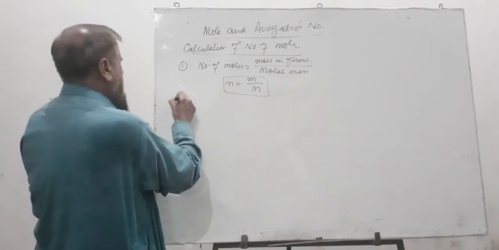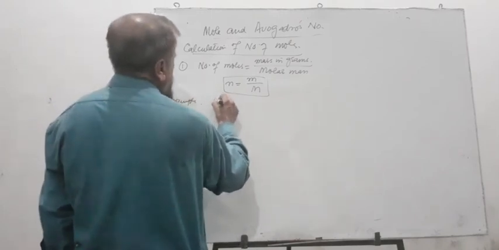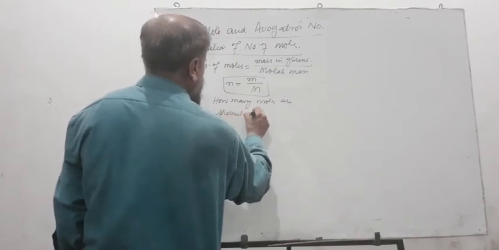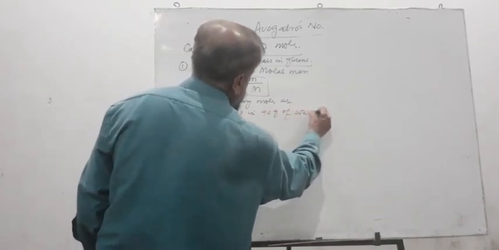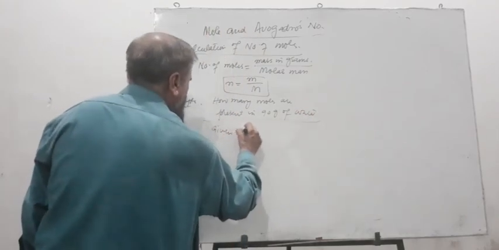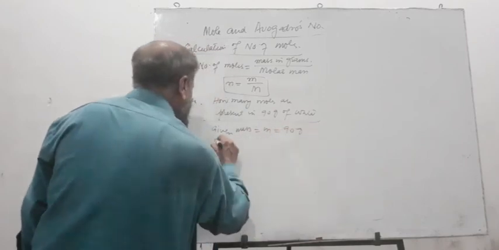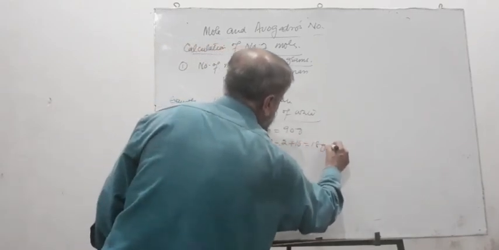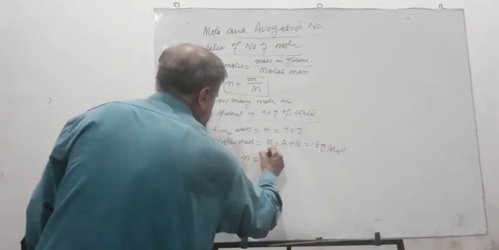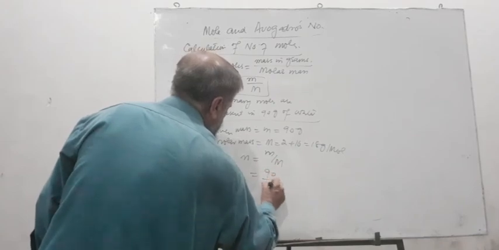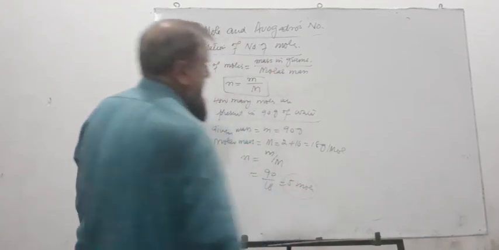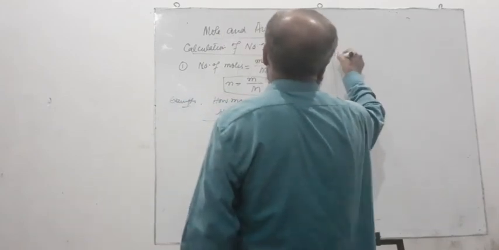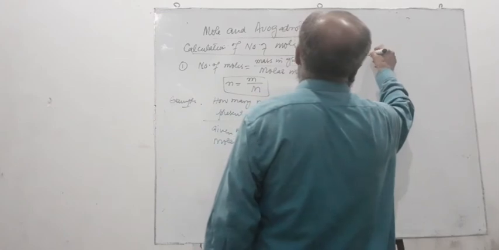Let us suppose, for example, we are asked to calculate how many moles are present in 90 grams of water. In this case, the given mass, which is denoted by small m, is equal to 90 grams. The molar mass of water, capital M, is equal to 2 plus 16, 18 grams per mole, and the number of moles N is equal to small m by capital M, 90 by 18 is equal to 5 moles. So if we are given the mass of any substance, we divide it by molar mass and we get the number of moles.